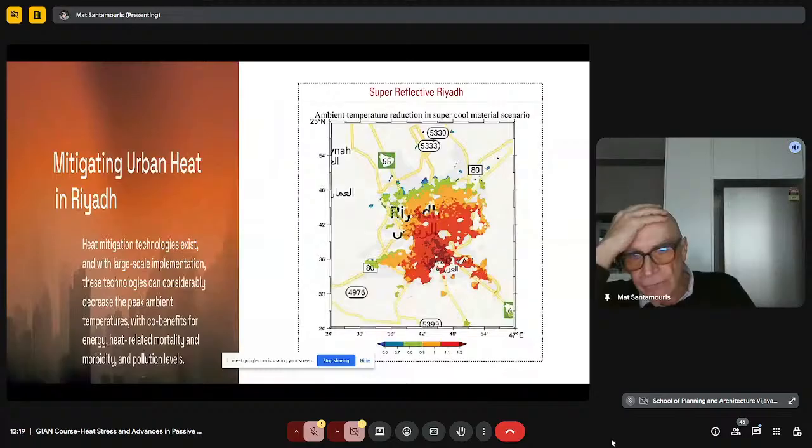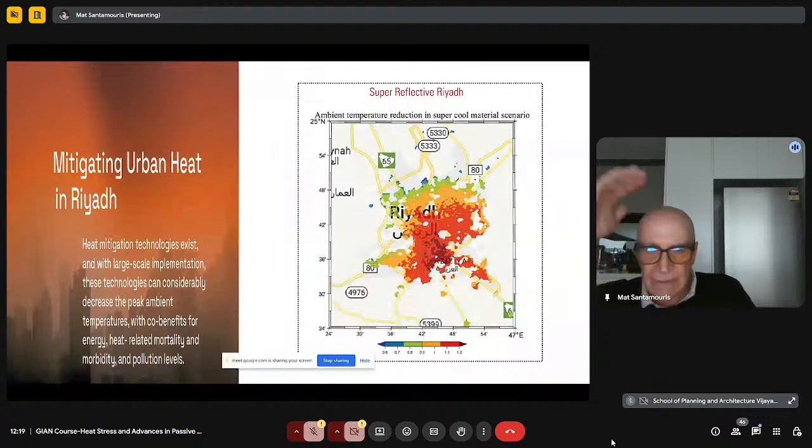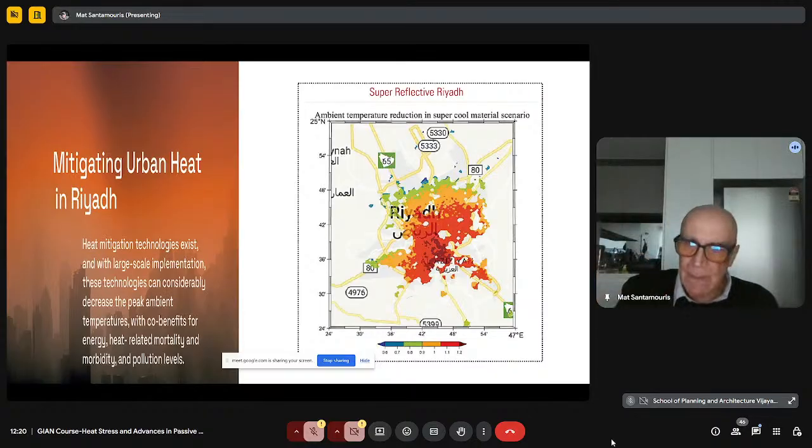supercool materials. But don't forget that the use of the supercool materials now was really restricted to the roofs, while before we had an implementation both at the street level pavements and the roofs. Here we have only the roofs, and the average decrease of the temperature we achieved with the supercool materials only at the roof scale was 1.3, 1.4 degrees. Between 0.2 to 0.3, 0.4 degrees higher than the previous scenario. But the two scenarios cannot be compared because we don't have the same area.